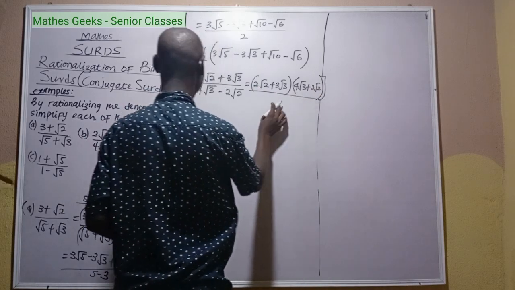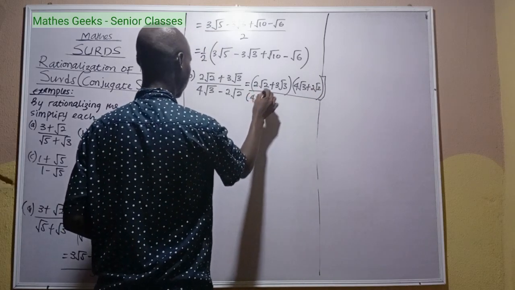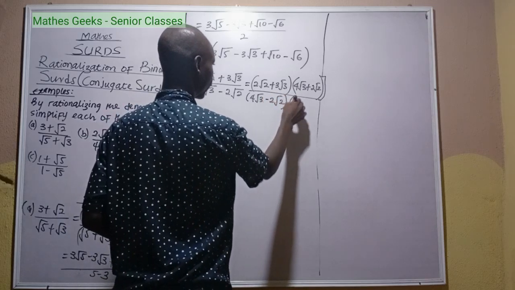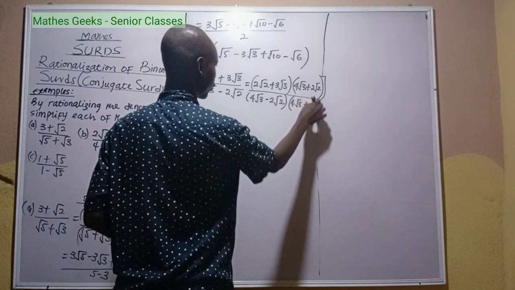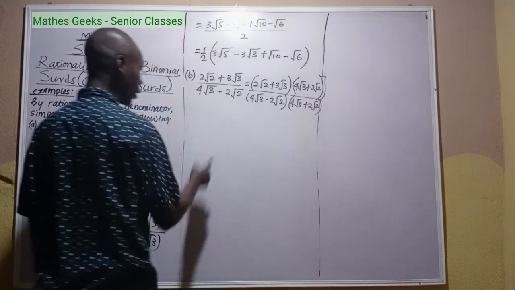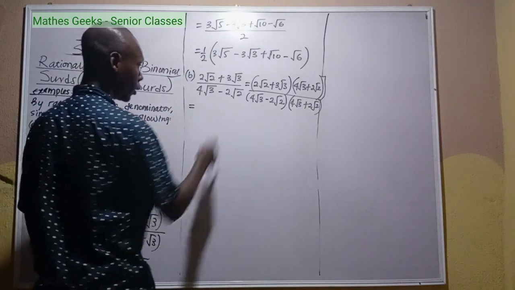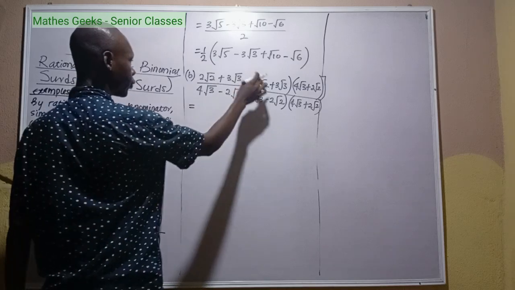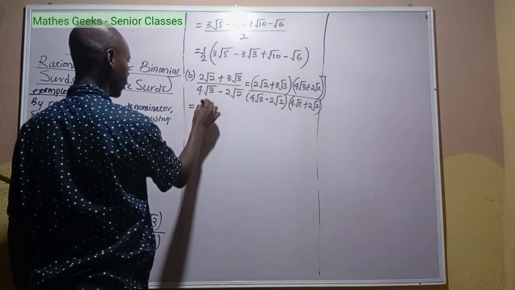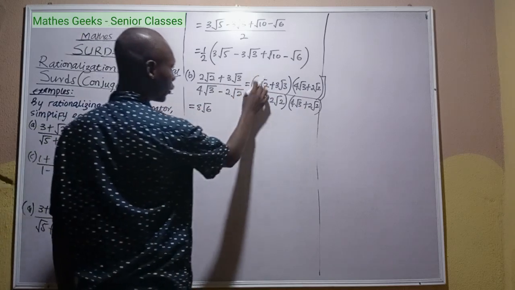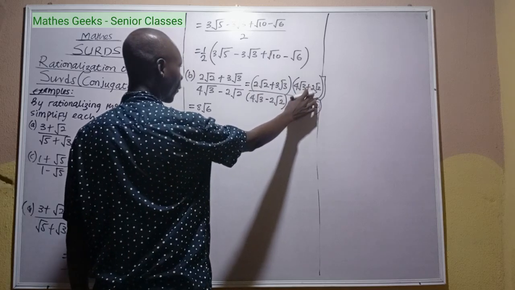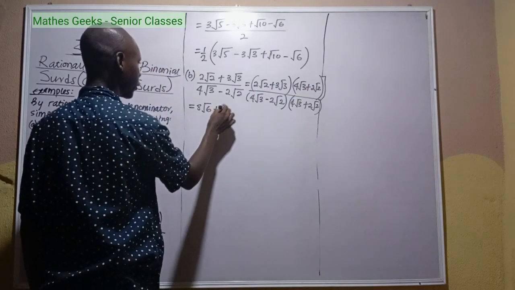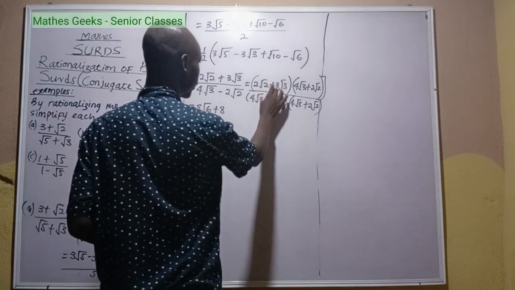over 4 root 3 minus 2 root 2, 4 root 3 plus 2 root 2. And this will give us 2 times 4 is 8, 8 root 2 times root 3 is 8 root 6. 2 times 2 will give us 4. 2 times root 2 is 2. 2 times 4 is equal to 8. That's plus 8. 3 times 4 is 12.